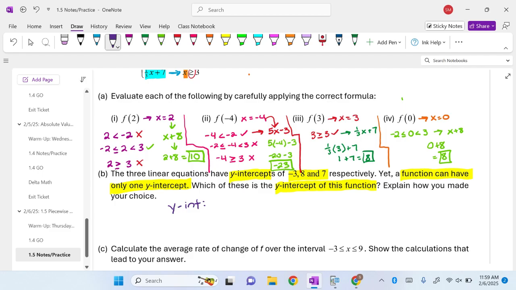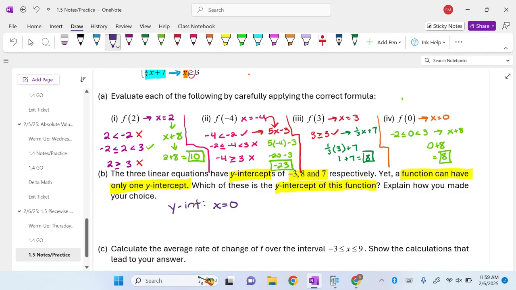Some properties of a y-intercept. Gotcha. The x value is equal to 0. The x value is always equal to 0. So we're looking for where x is equal to 0.